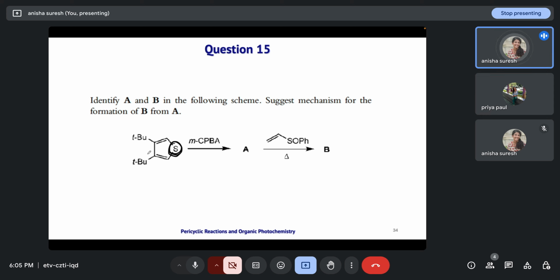So this is like an aromatic species. So it will not be that much prone to Diels-Alder reaction. So after oxidation, this A will form a sulfone that can undergo a Diels-Alder reaction with this dienophile. So please try to work it out.